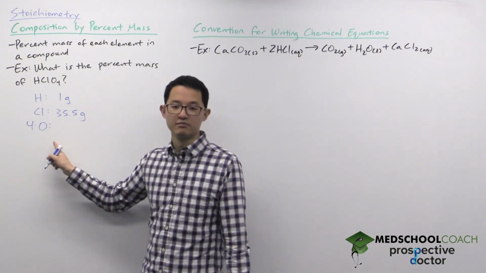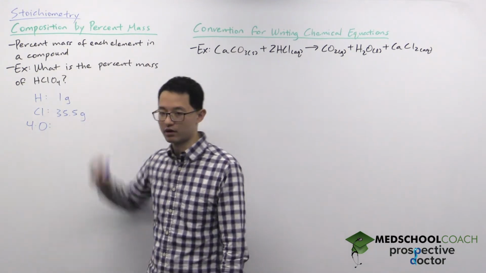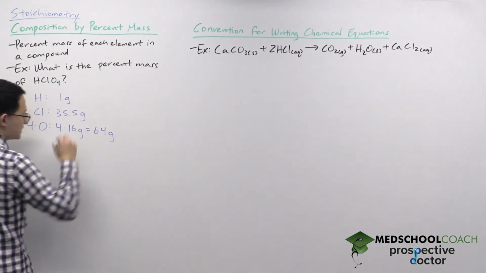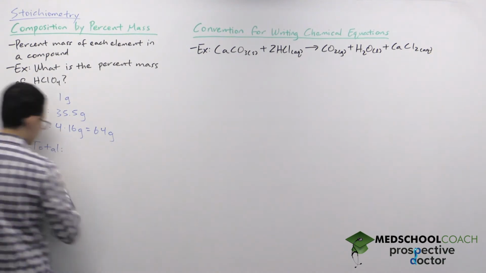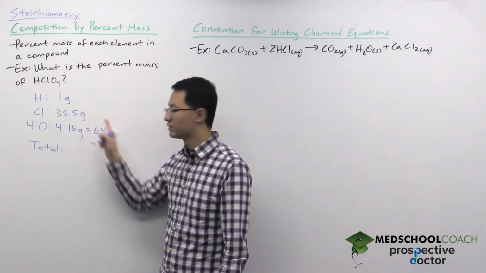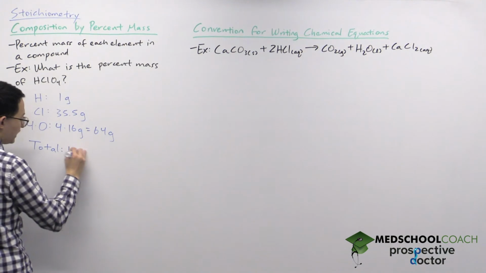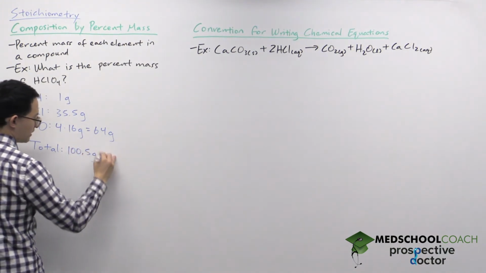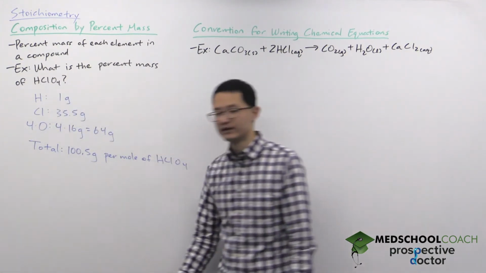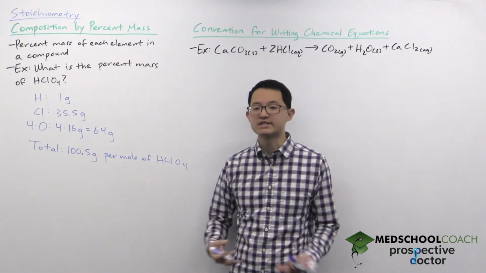And oxygen has an atomic weight of 16 grams per mole, but here we're working with 4 oxygen atoms per perchloric acid molecule. So we have to multiply that 16 by 4, so that's 64 grams. So this is telling us if we have 1 mole of HClO4, it would have a total weight of 1 plus 35.5 plus 64. And if we add up these values, it's going to be 100.5 grams per mole of HClO4. All right, so now that we know what the molar mass of HClO4 is, we can now calculate the percent mass of each.